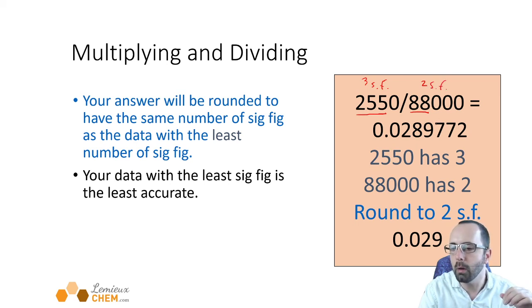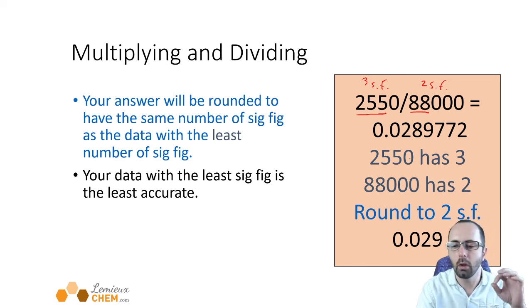And so when we punch this into our calculator, you will get 0.0289772. That's what your calculator would tell you. Remember, your calculator does not know what the heck significant figures are. It's just going to spit out a number at you. It's your job to get the right number of sig figs.